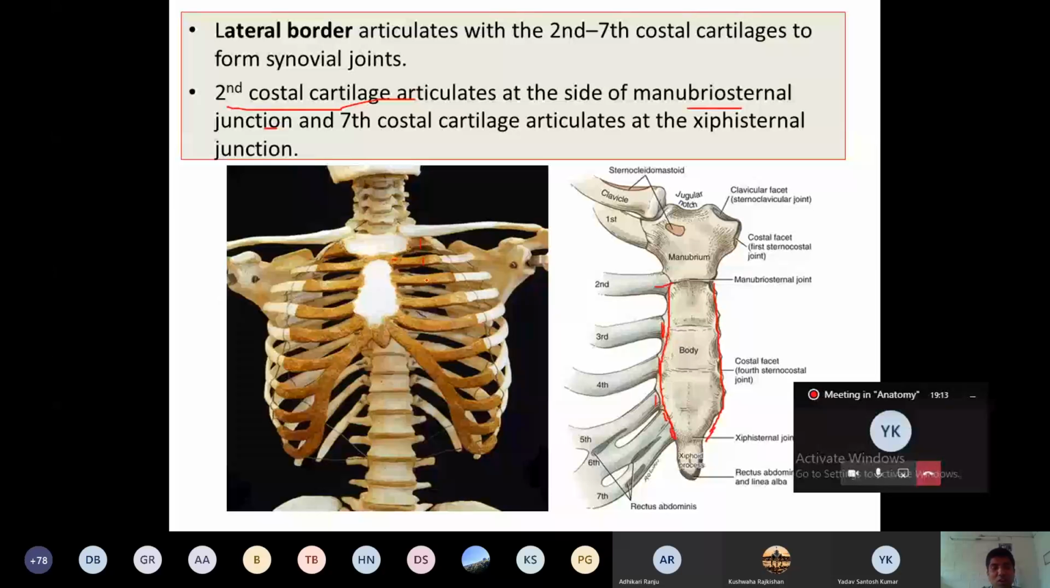And then what is this one? The third rib is articulated with the body of the sternum. The fourth rib articulated with the body of the sternum. The fifth rib articulated with the body of the sternum. This is the sixth rib; it will also articulate with the body of the sternum. And this one is the seventh rib. The seventh rib is also articulated with the body of the sternum. But here you also have to note down that the seventh rib articulates at the xiphisternal junction. It means it is also related to the xiphoid process.